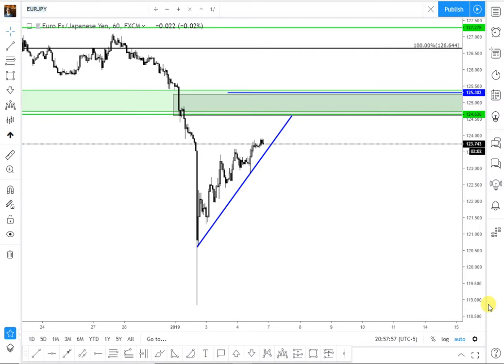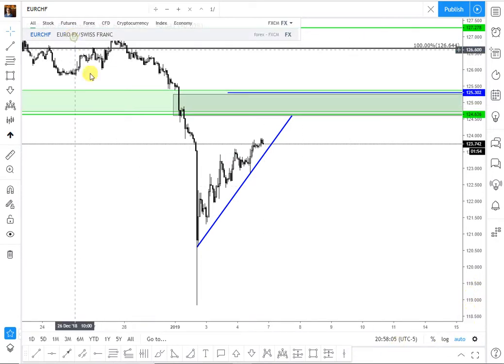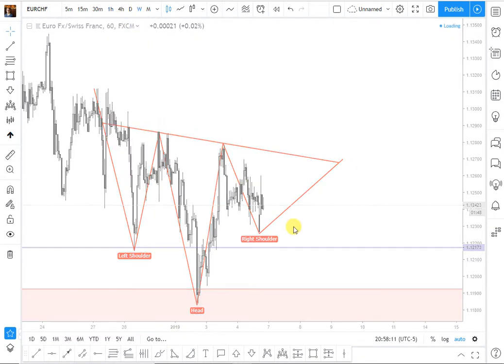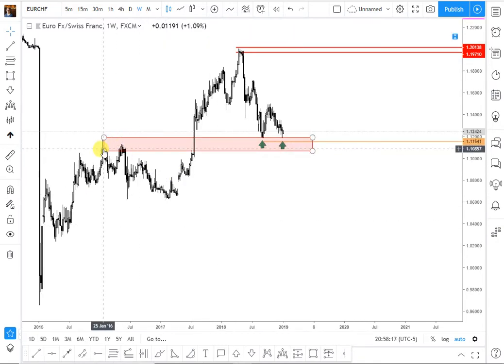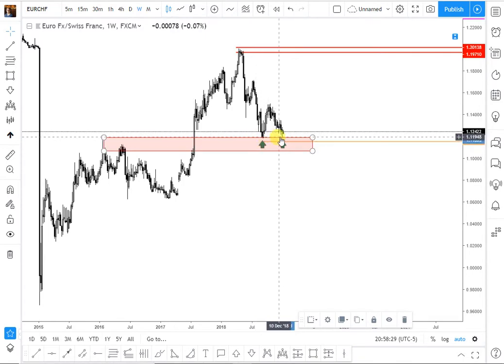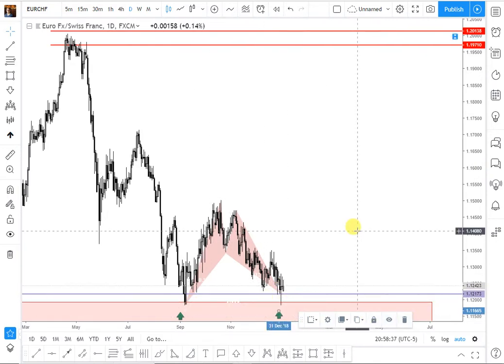Now we will switch to Euro CHF, and this pair we will start with the weekly time frame. Here we have a resistance area that broke, and now it has become a support area. And here we have the first touch as a support, and this is the second touch. So it formed like a double bottom here in the support zone.